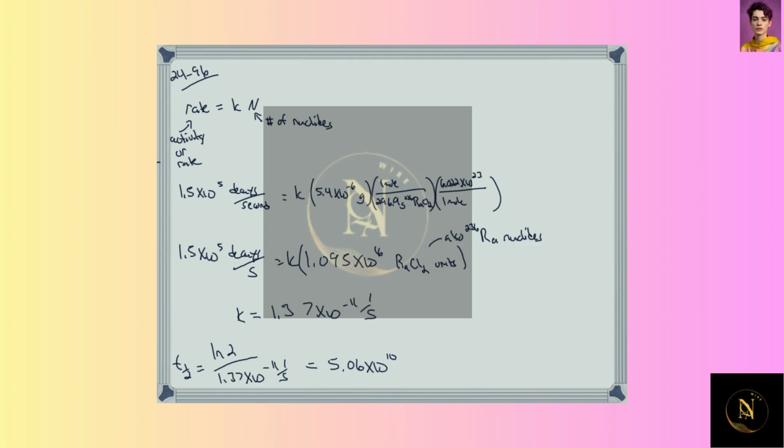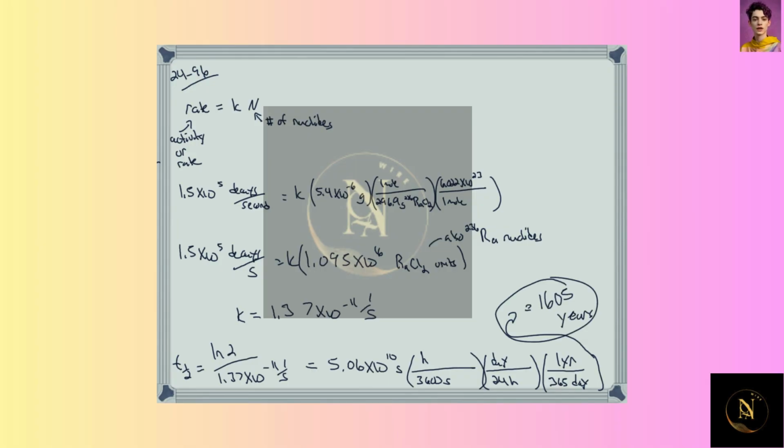And we get 5.06 times 10 to the 10 seconds, which we can convert to a more reasonable time unit, such as years, by recognizing there's 3,600 seconds in an hour, 24 hours in a day, and 365 days in a year. This then gives us, for the 5.06 times 10 to the 10 seconds, a value of 1,605 years, being the half-life of this substance.